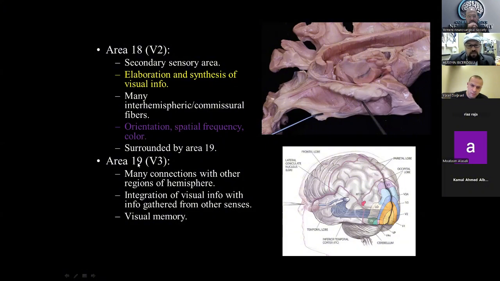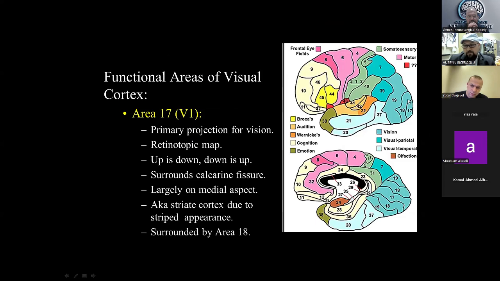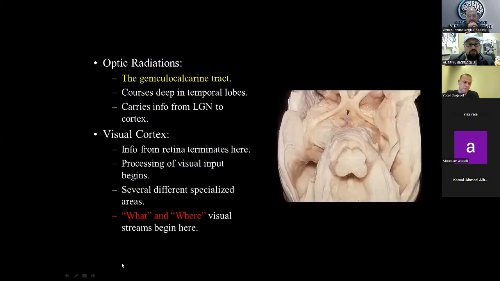And now area 19, as we mentioned, Brodmann 19th. It has many connections with other regions of the hemisphere. It is an integration of visual information with information gathered from other senses. And visual memory is also important.